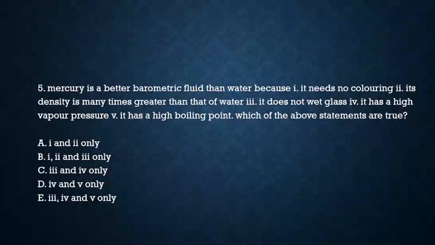Question number 5. Mercury is a better barometric fluid than water because: 1. It needs no coloring. 2. Its density is many times greater than that of water. 3. It does not wet glass. 4. It has a high vapor pressure. 5. It has a high boiling point. Which of the above statements are true?